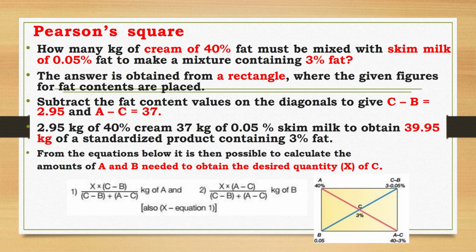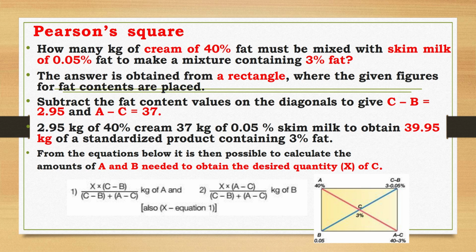How many kilograms of cream of 40% fat must be mixed with skim milk of 0.05% fat to make a mixture containing 3% fat? The answer is obtained by drawing a rectangle and placing the fat contents on it. Subtracting the values on the diagonals gives us two numbers, C minus B equals 2.95 and A minus C equals 37. This means you would need 2.95 kilograms of 40% cream and 37 kilograms of 0.05% skim milk to obtain 39.95 kilograms of a standardized product containing 3% fat.